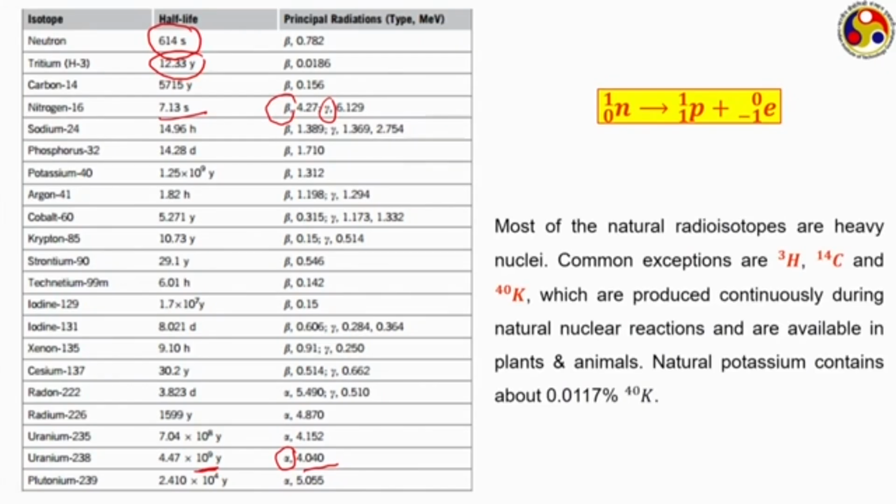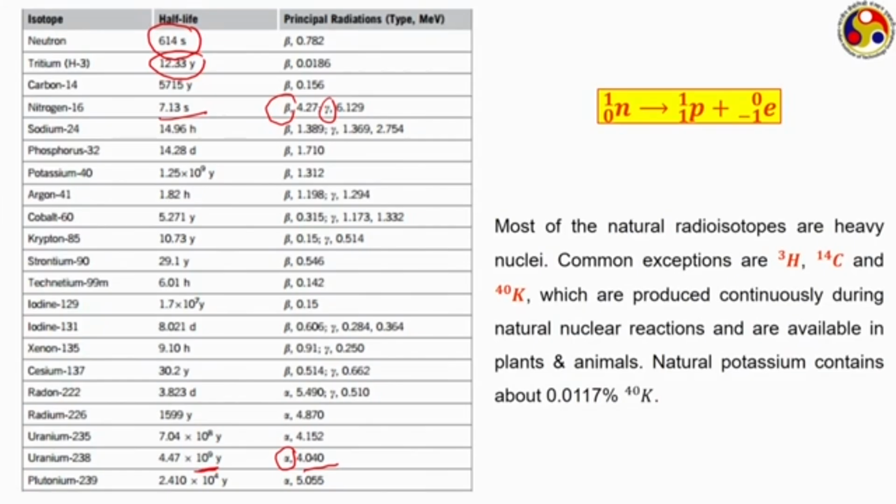Most of the natural radioisotopes are heavy in nature, but as I have mentioned, there are exceptions and several of them are listed in this table. Very common examples are tritium, carbon 14 or potassium 40, all of which are produced during natural nuclear reactions and are generally available in plants and animals. Potassium 40 is quite common in several kinds of plants. Natural potassium contains about 0.0117% of it. Whereas tritium is also present in very trace quantity in normal water.